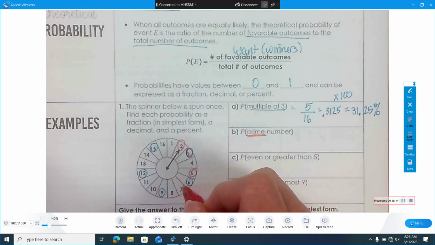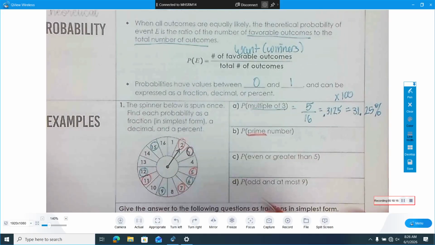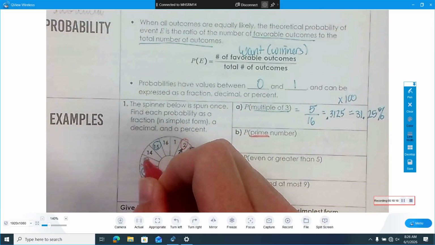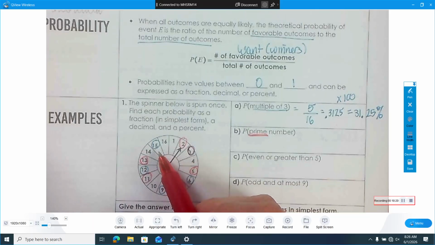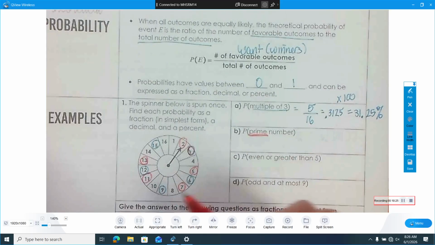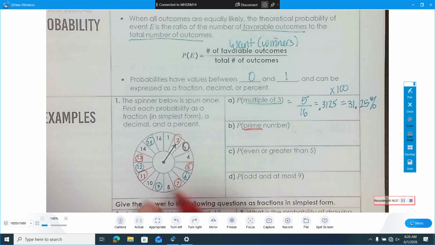5, 7, 11 was right. 15 is 5 times 3, 16 is 8 times 2, and 4 times 4. It's got lots of possibilities there. So there we go. There are our primes in red.